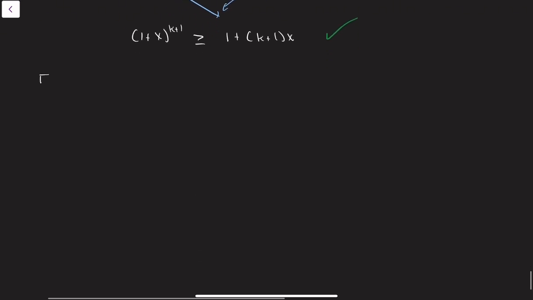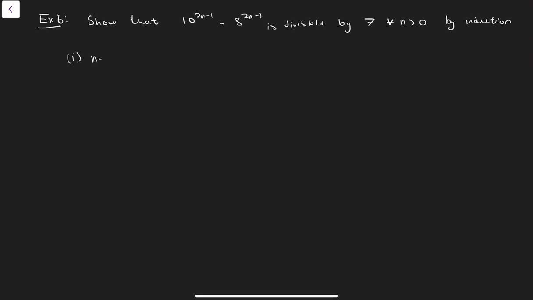Great. So let's look at one final example for today. For this example, I want to show that 10^(2n-1) minus 3^(2n-1) is divisible by 7 for all n greater than 0. Okay, so let's try the base case. We're going to do this by induction. So let's analyze the base case.